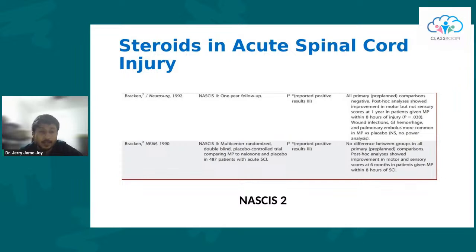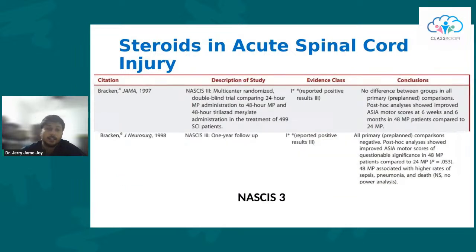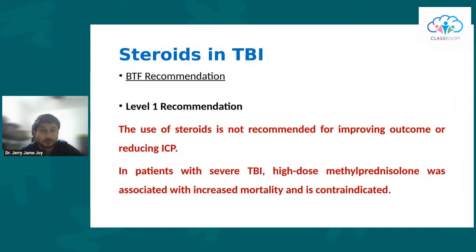Then in the NASCIS 3 trial, they compared 24-hour methylprednisolone administration to 48-hour methylprednisolone administration, along with 48-hour tirilazad mesylate administration. There was no difference between the groups in primary comparisons. Here also, the post-hoc analysis showed improved ASIA motor scores at 6 weeks and 6 months in the 48-hour methylprednisolone group compared to the 24-hour methylprednisolone group.